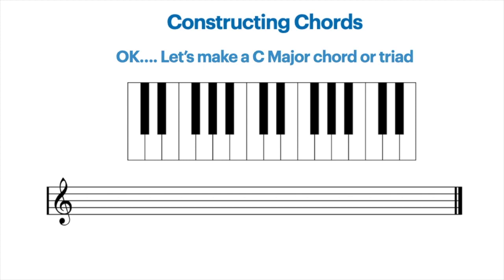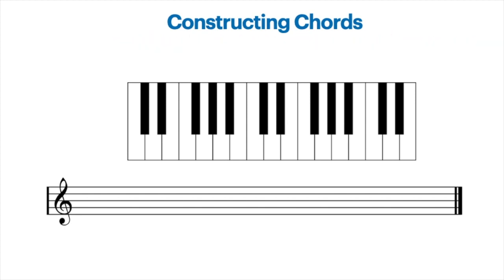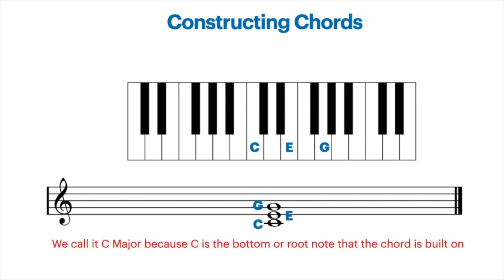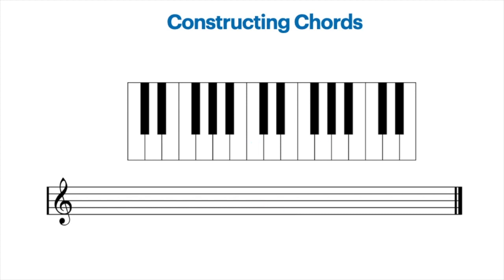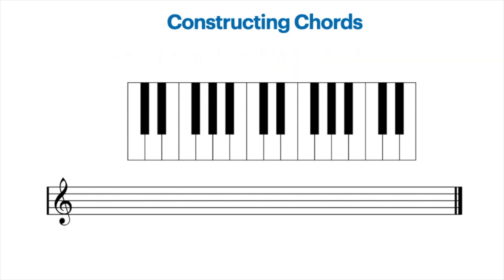Let's make a C major chord or triad. So first of all, we're going to play these simultaneously instead of separately. First of all, let's put our C down the bottom. Then count two white notes up to E. Count two white notes up to G, and we play them at the same time. Okay, we call that a C major triad because C is at the bottom, or we call it the root note.